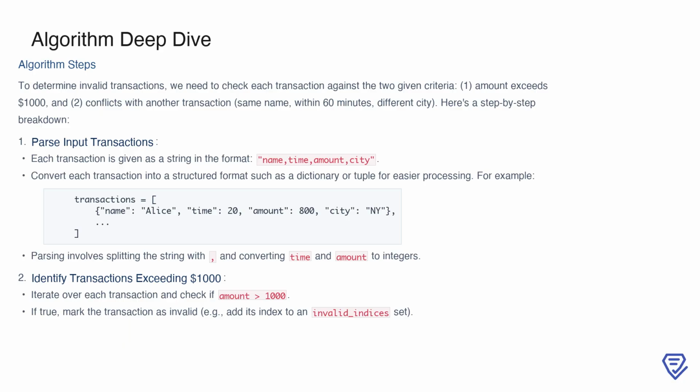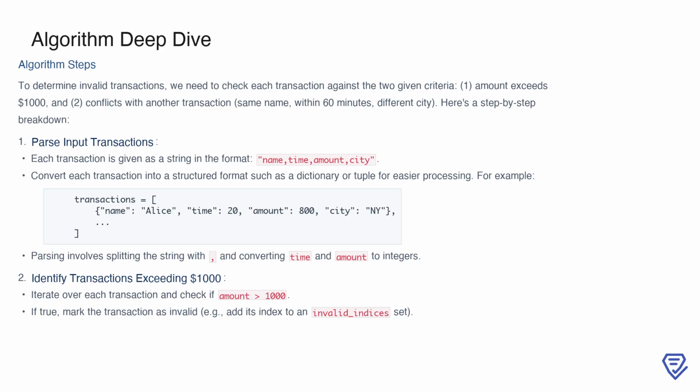To solve the problem of identifying invalid transactions, we need to evaluate each transaction against two criteria. The first is whether the transaction amount exceeds $1,000, and the second is whether it conflicts with another transaction. A conflict occurs when two transactions share the same name, happen within 60 minutes of each other, and occur in different cities. The initial step in our algorithm is to parse the input transactions.